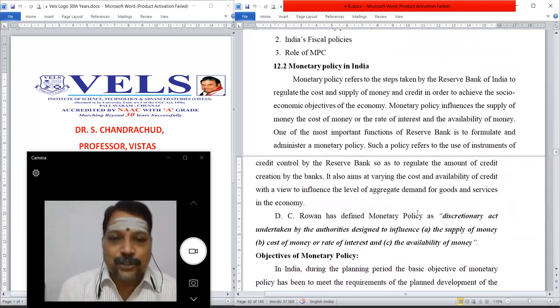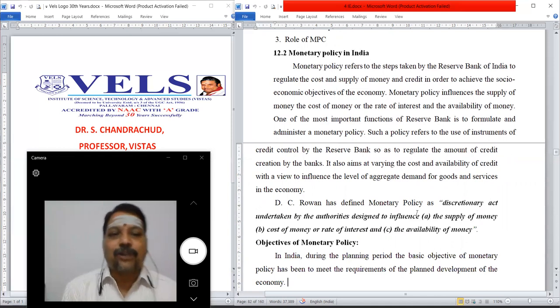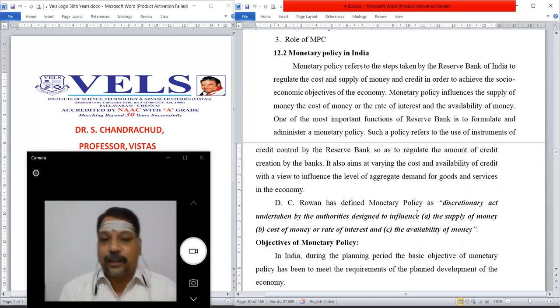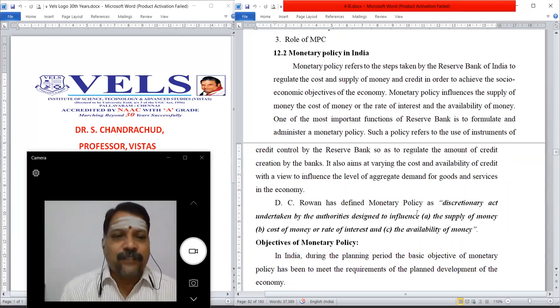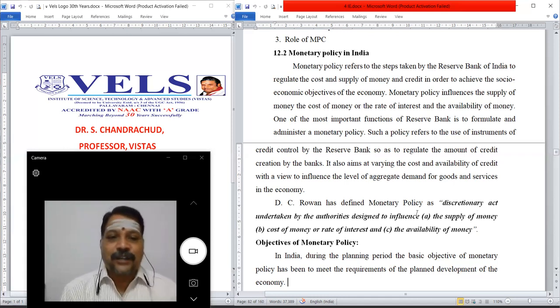Monetary policy refers to the steps taken by the Reserve Bank of India to regulate the cost and the supply of money and the credit also, in order to achieve socio-economic objectives of the economy. Monetary policy influences the supply of money, the cost of money, or the rate of interest, and of course the availability of money also.